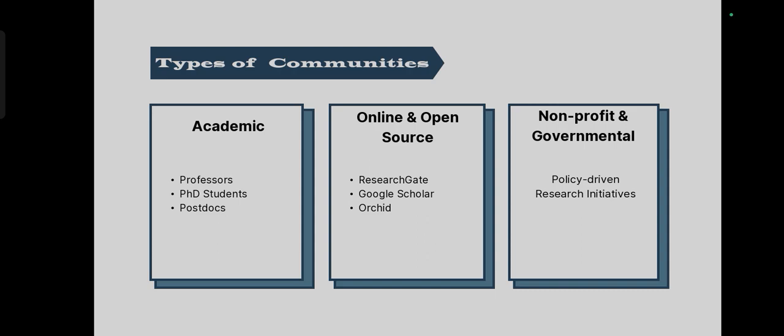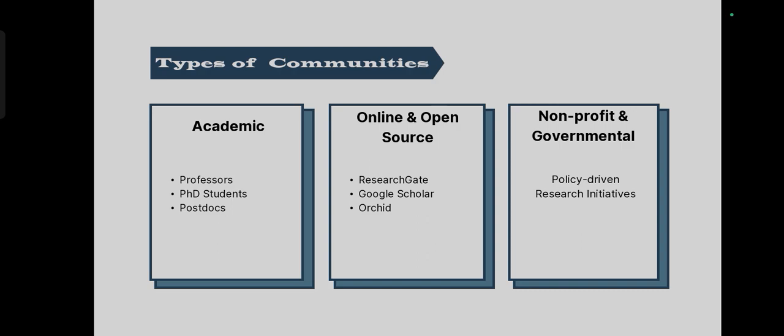Here are some types of research communities. There are three main types: academic, online and open source, and non-profit and governmental. So by academic community, we mainly refer to professors or PhD students or even postdocs students. By online and open source community, we refer to some online sources or websites where researchers from different communities gather and exchange knowledge and discuss various things about their researches.